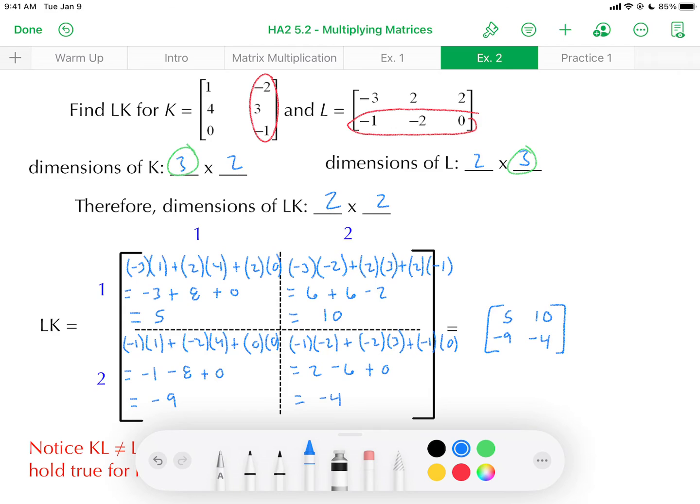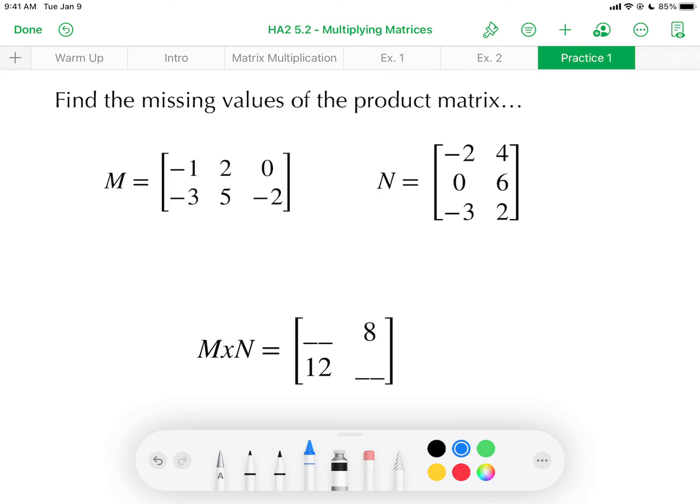All right, when you're ready, click over to practice 1. So I have matrix M and matrix N. Matrix M is a 2 by 3. Matrix N is a 3 by 2. Will the product of M and N be defined? Absolutely, because these two numbers are the same, right? And the dimensions of it will be a 2 by 2. Now, I already have half of it figured out for you. Take a few minutes, see if you can get the missing 2 elements.